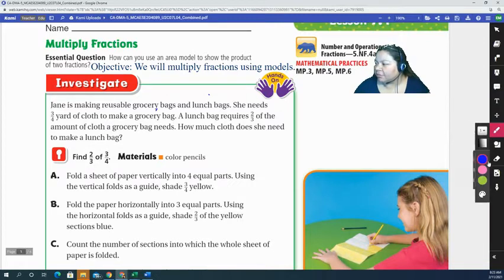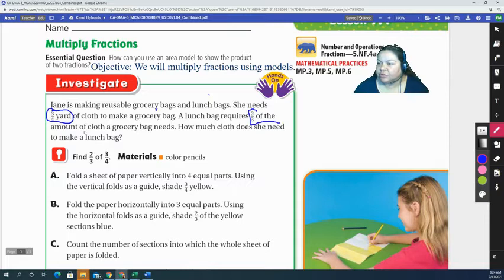So remember, our routine is when we read a problem, we read it at least 2 times and we circle the important information. Jane is making reusable grocery bags and lunch bags. She needs 3/4 of a yard of cloth to make a grocery bag. A lunch bag requires 2/3 of the amount of the cloth a grocery bag needs.